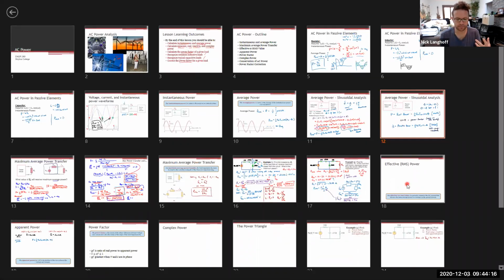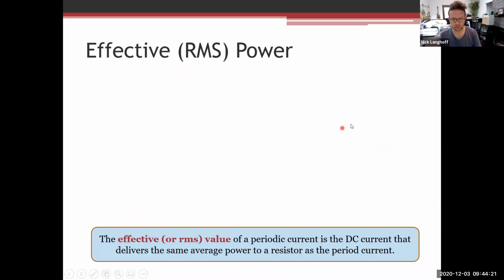All right, so that leads us up to where we're going now. We're now going to talk about another kind of power called the effective or RMS power. Down at the bottom, I have the definition from the textbook that says the effective or RMS value of a periodic current is the DC current that delivers the same average power to a resistor as the periodic current. In other words, if you looked at the average power, which we'll show here.